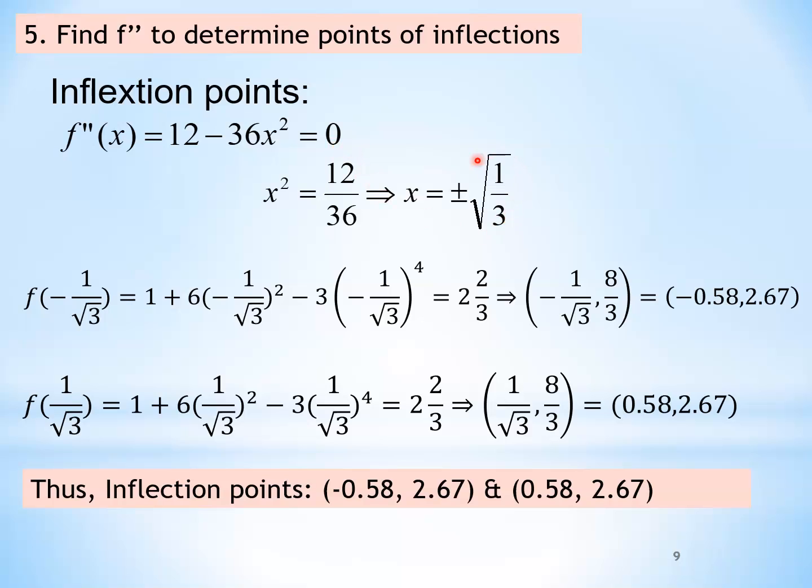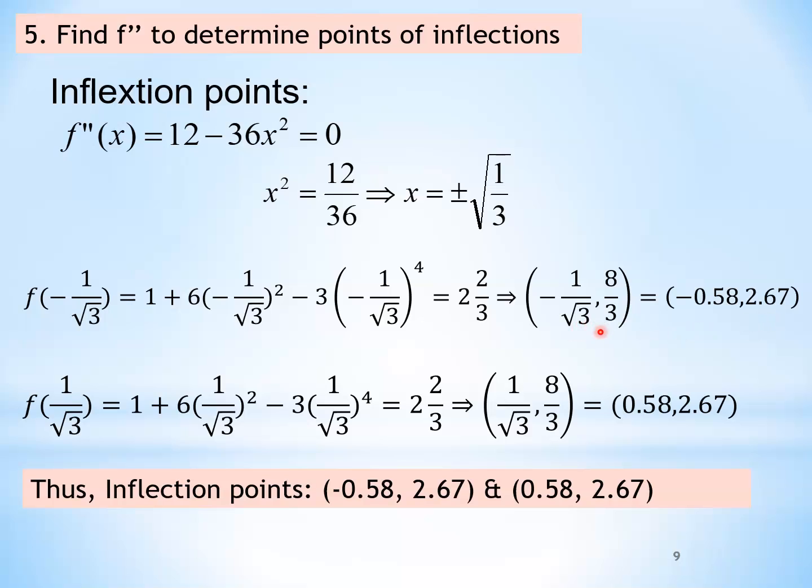Then you get this. You will have two x values, one positive and one negative. So you're going to substitute each of these into the f function. The first one is x equal to negative 1 over root 3. You substitute into the f function, then you get a y value over here. So now you have a point. Okay, it's easier to write it down in this way.